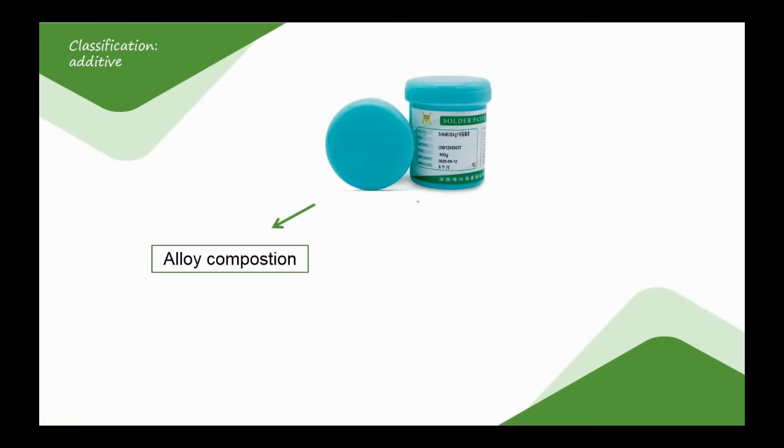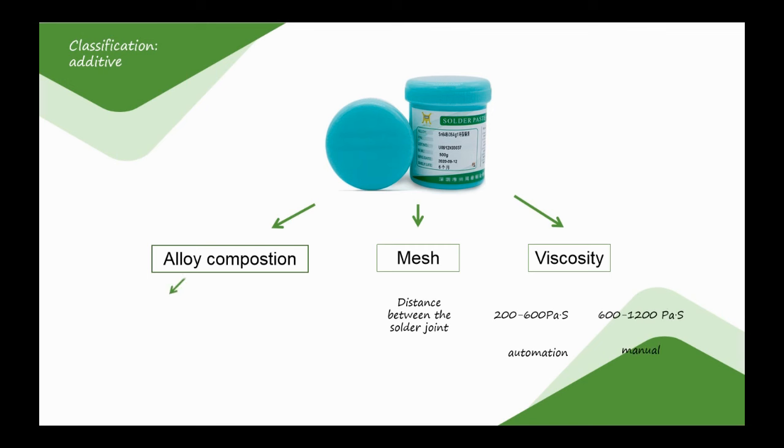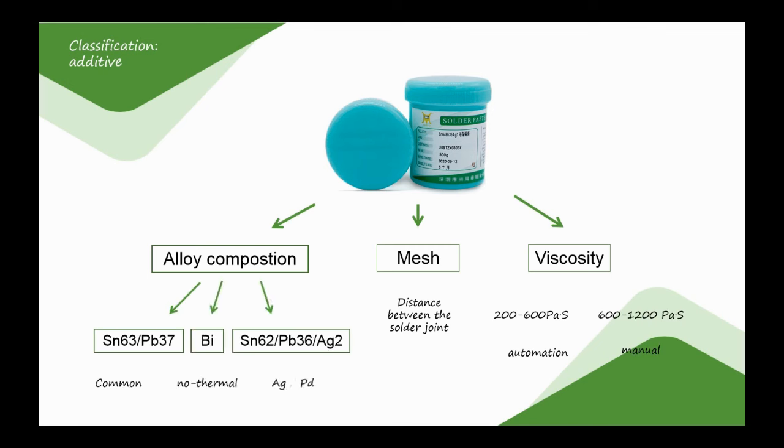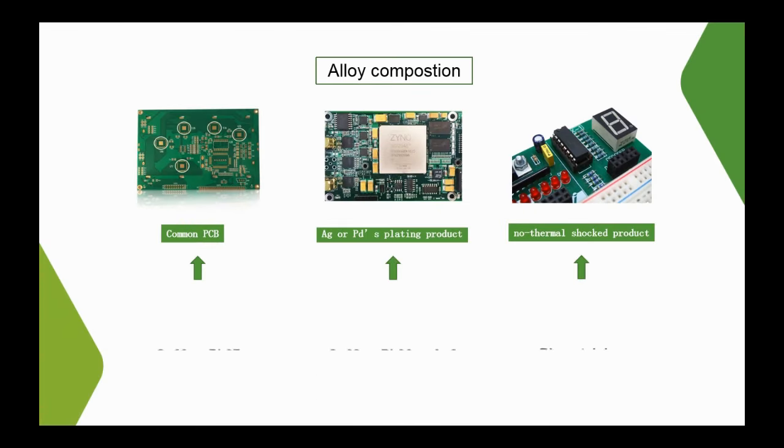Second, solder paste has various categories according to function, product, or manufacturer, which could be complicated, so you can choose it according to alloy composition, mesh number, and viscosity. Alloy composition. In general, you can choose SN63 or PB37 solder alloy composition. It can match the soldering request for AG or PB plating products. You can choose SN62 or PB36 or AG2 solder paste. For low thermal shock products, you can choose BI-containing solder powder.